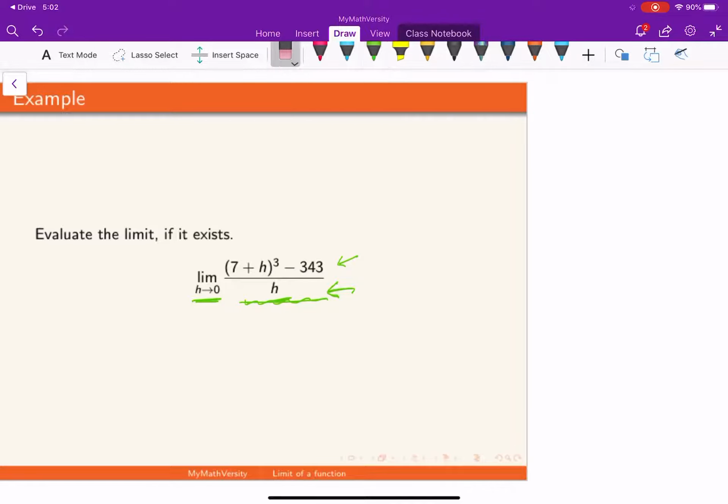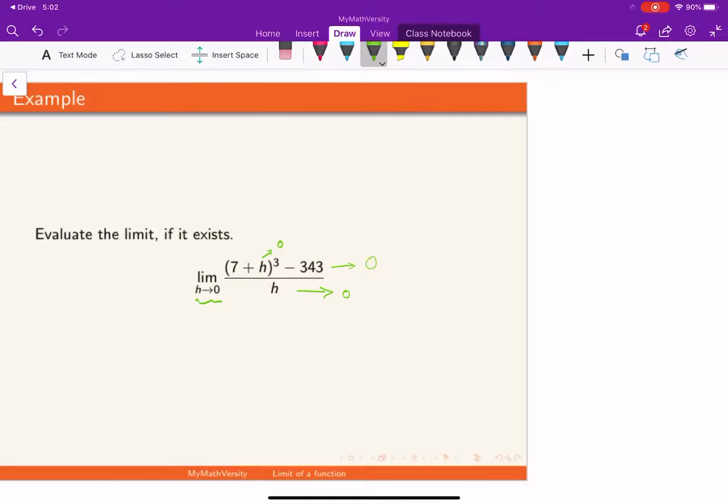When h gets closer and closer to 0, the denominator approaches 0, so we cannot use the quotient rule. So we need to see some other techniques so that we can evaluate the limit. In this particular example, it's not only the denominator that approaches 0, but you can see the numerator, which is a polynomial, also approaches 0 by the direct substitution property. In that case, we'll have 7 plus 0 and then cube of that, which is 7 cubed. That is 343. So the numerator, or the top function, also approaches 0.